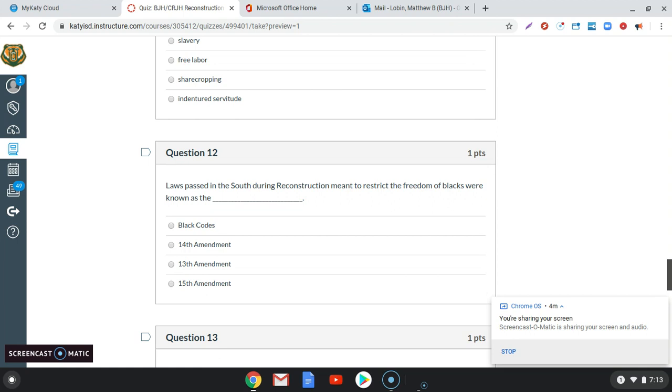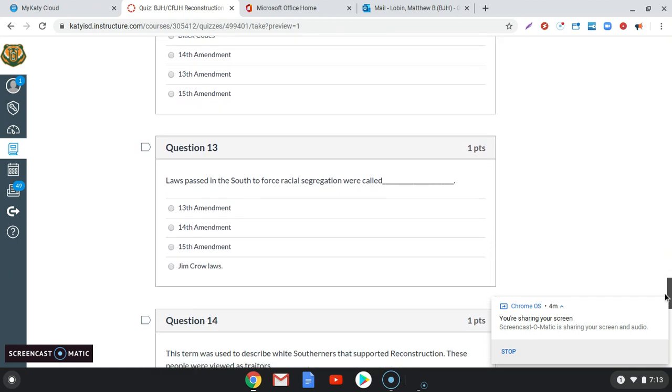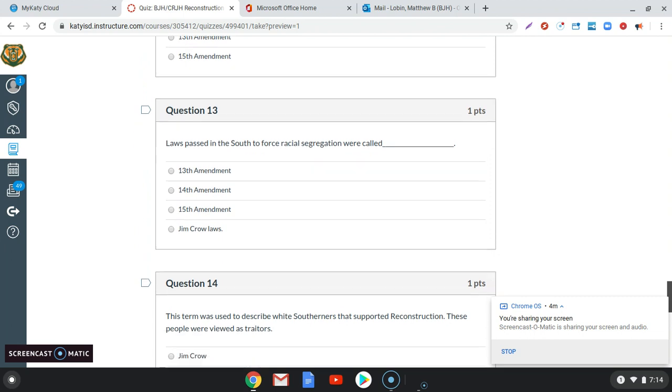Question 12. Laws passed in the South during Reconstruction meant to restrict the freedom of blacks were known as the blank. Black Codes, 14th Amendment, 13th Amendment, 15th Amendment. Question 13. Laws passed in the South to force racial segregation were called blank. 13th Amendment, 14th Amendment, 15th Amendment, Jim Crow laws.